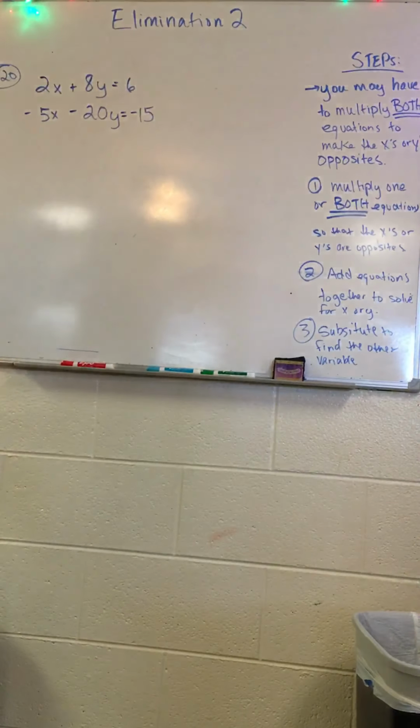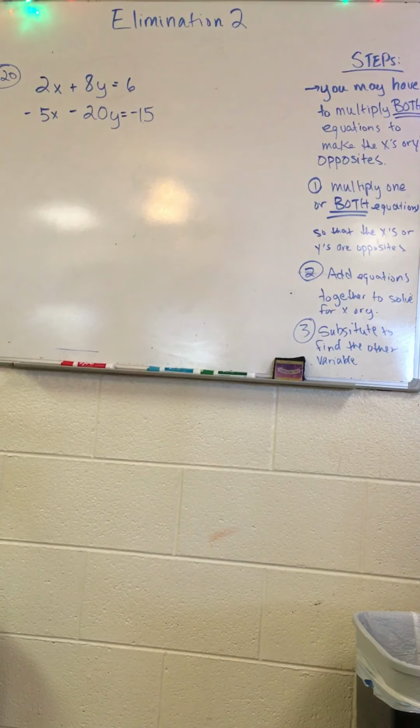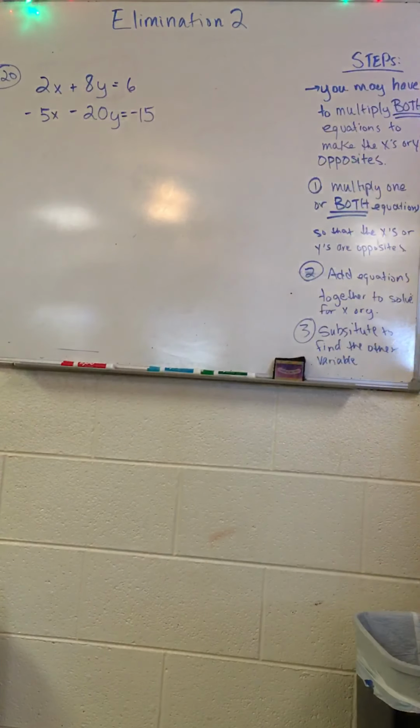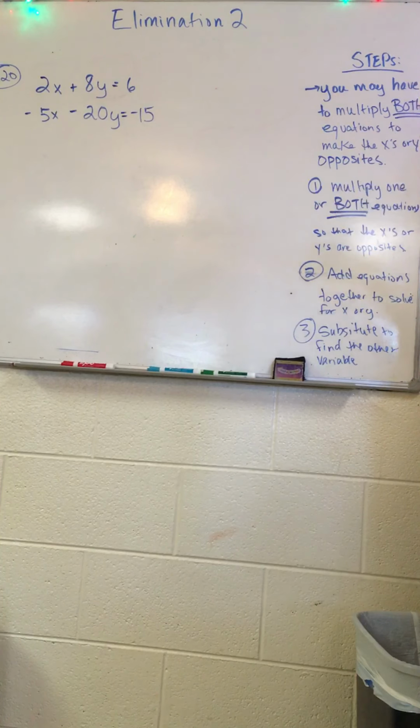So yesterday we learned basic elimination. Today we're going to learn a step forward, where sometimes you have to multiply both equations to make the x's or the y's opposites instead of just one. Okay. So again, the steps are to multiply one or both equations so that the x's or y's are opposites, add the equations so that the x's or y's zero themselves out, and then substitute to find the other variable.